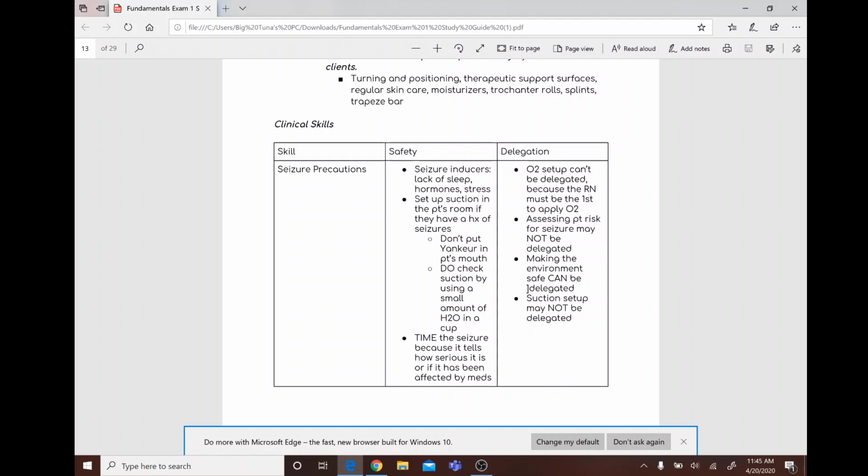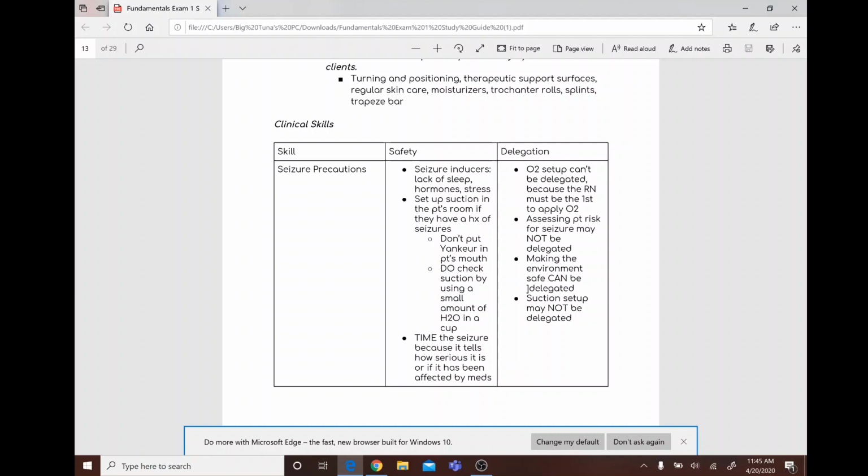What are some things that may cause seizures? Seizure inducers, lack of sleep, hormones, and stress. So what are we going to do if someone has a history of seizures? We set up the suction in the patient's room.